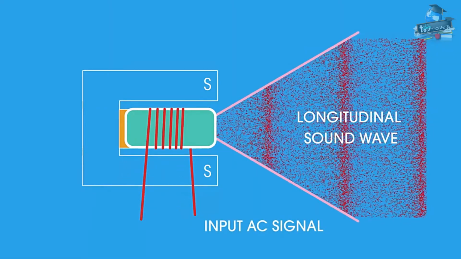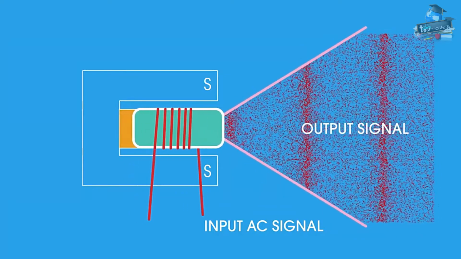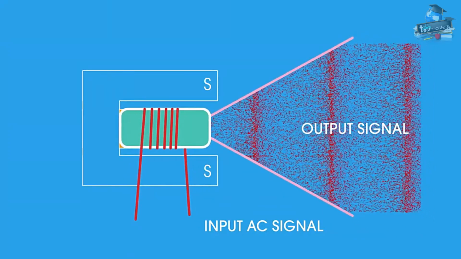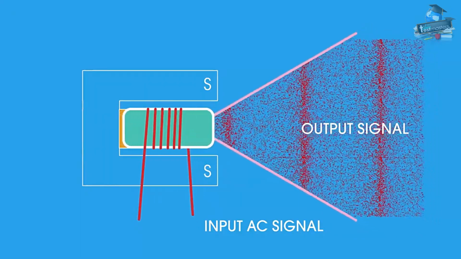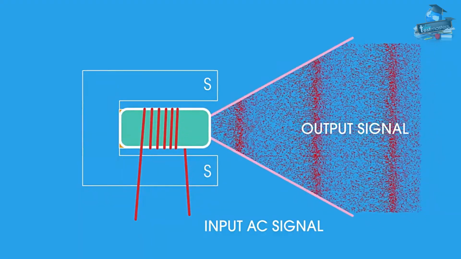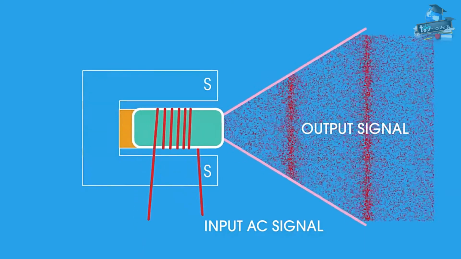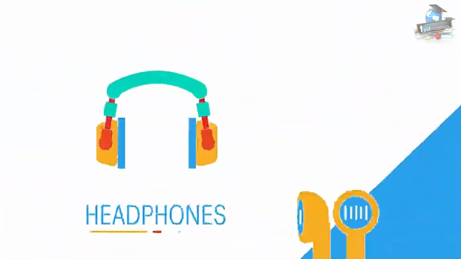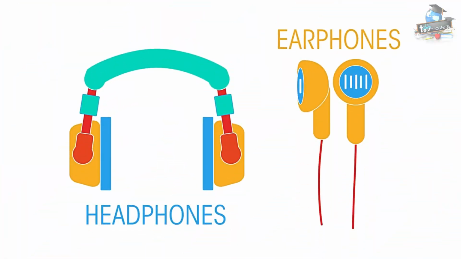longitudinal sound wave. The output frequency matches that of the input AC signal, and the loudness or volume depends on the magnitude of the voltage of that signal. Higher voltages cause a larger motor effect. Headphones or in-ear buds are just a small version of this design.